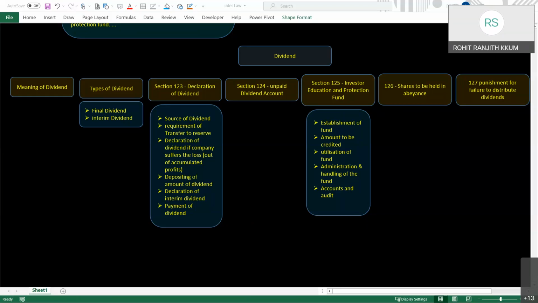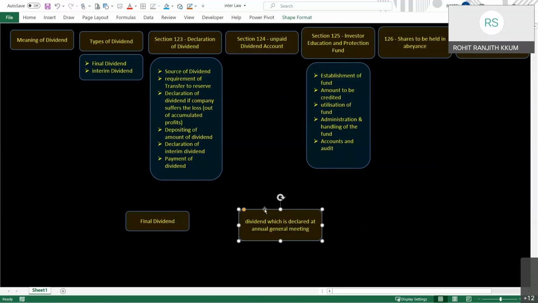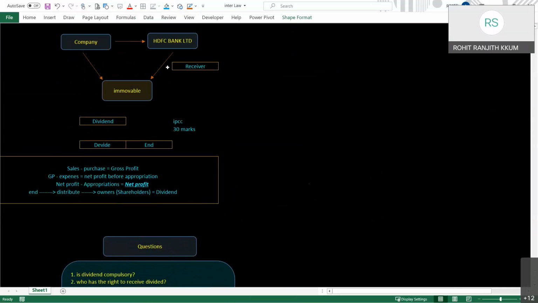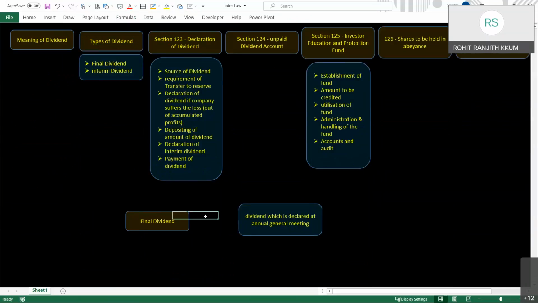Write down, meaning of final dividend. The term final dividend means here the dividend which is declared at annual general meeting. Dividend which is declared at annual general meeting, that is called the final dividend. Dividend which is declared at AGM.